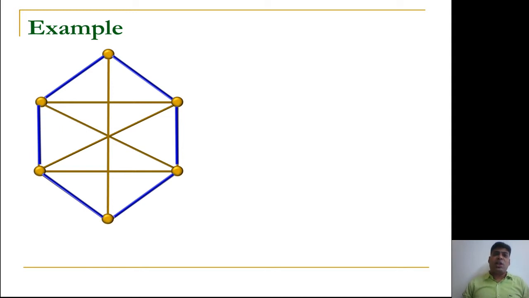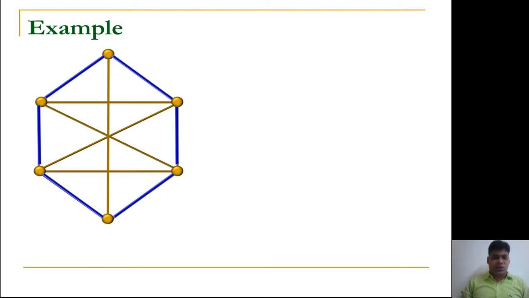A cycle covering all vertices exactly once is a Hamiltonian cycle. That means vertices are required to be covered, edges may be left out, it doesn't matter. Here it's not necessary that all the edges are covered. So vertices are to be covered. That is the condition for a Hamiltonian circuit.